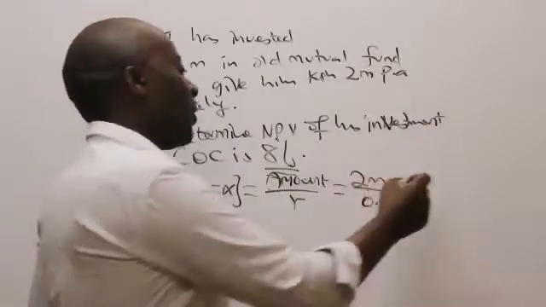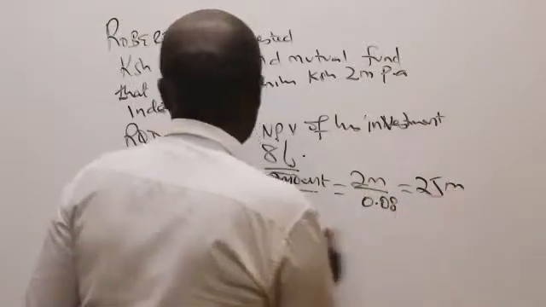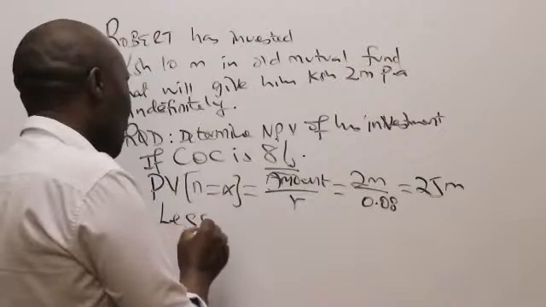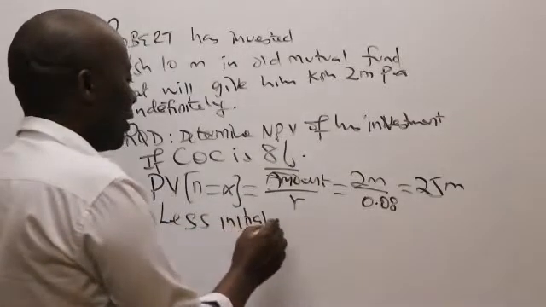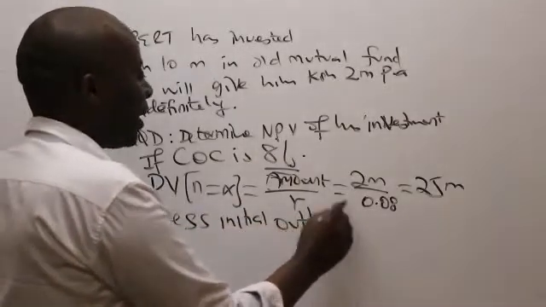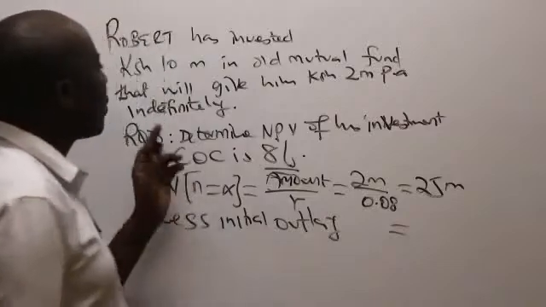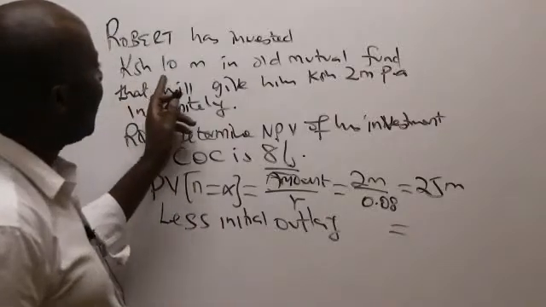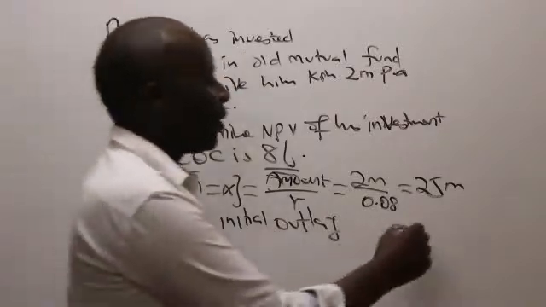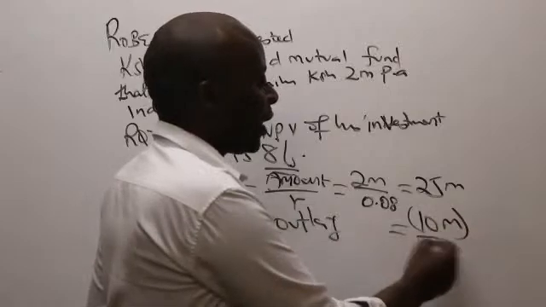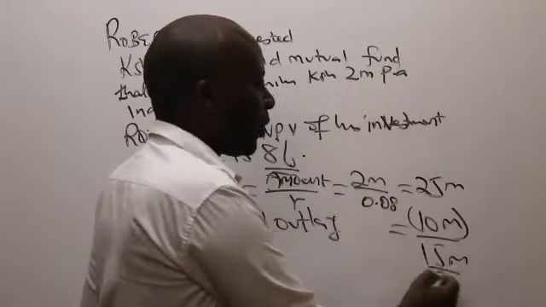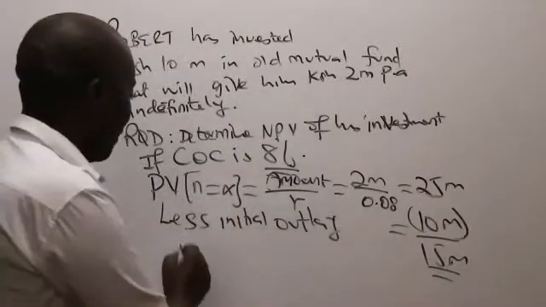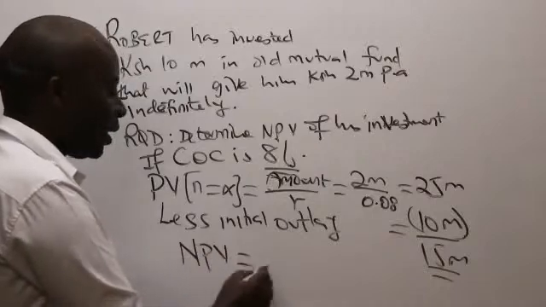25 million. So when you get this 25 million, now you'll come and less the initial outlay. Looking carefully, the investment here was 10 million, so you subtract like that. You'll be able to get 15 million, which will be called straight away the net present value.